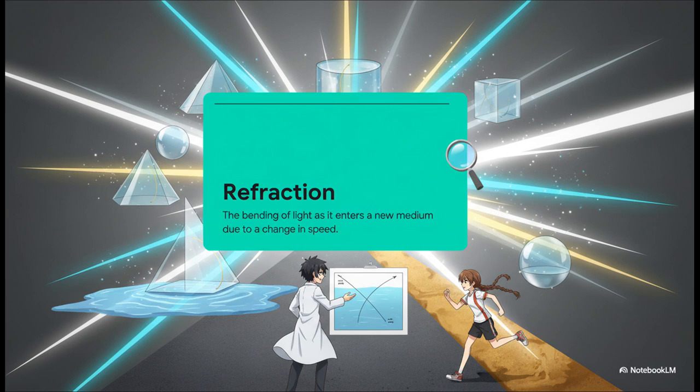Imagine you're sprinting full speed on pavement, and then you suddenly veer into deep beach sand at an angle. Your body is going to pivot because one leg gets bogged down in the sand before the other one does, right? Well, light does the exact same thing. When it changes speed, it is forced to change direction.